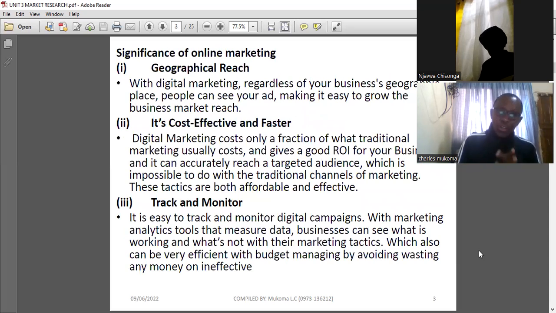So, significance of online marketing. It's almost the same thing. Significance or importance of online marketing. We discussed geographical reach. You are able to reach as many people as possible in different geographical locations. We discussed cost effectiveness, very fast, track and monitor. At just a click, you are able to track how many people have seen your product, how many people have seen your adverts.